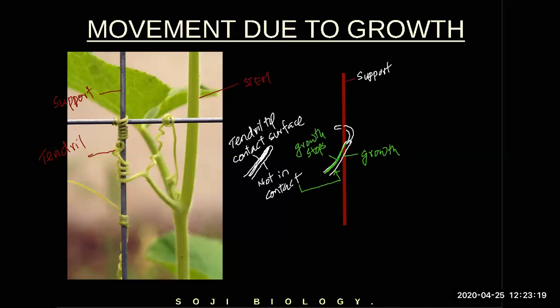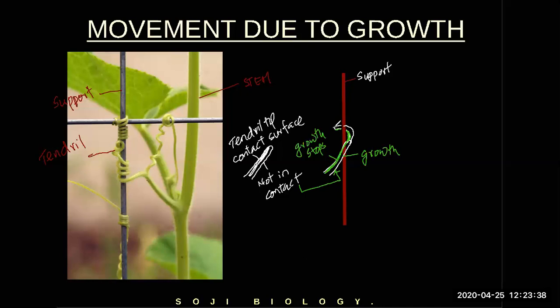This side is not growing much. This side has very little growth, and the tip is bending. And once it bends, you can see this side is in contact. So the position of the growth changes. When the position of growth changes, the opposite side, now this side, is growing faster than the other.